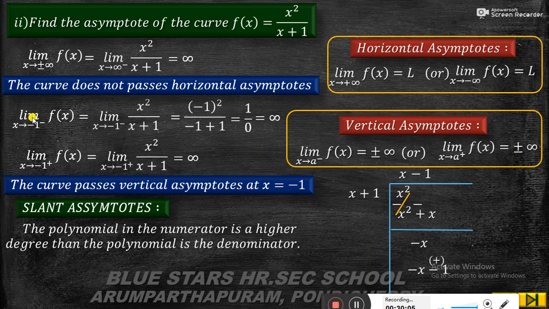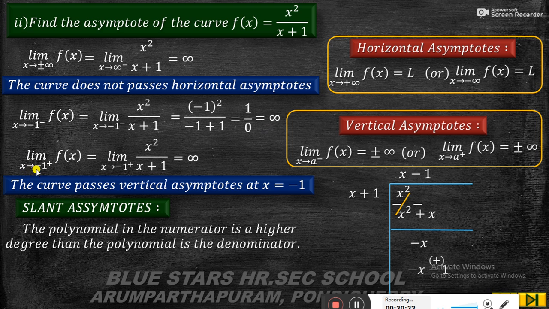So next, the limit as x tends to minus 1, so we substitute in the function x square by x plus 1. So x square means minus 1 whole square by minus 1 plus 1. Minus 1 whole square is 1, by minus 1 plus 1 is 0, so 1 by 0 is infinity. This is the minus 1 power minus, which represents the left-hand limit, so the left-hand limit is minus infinity.